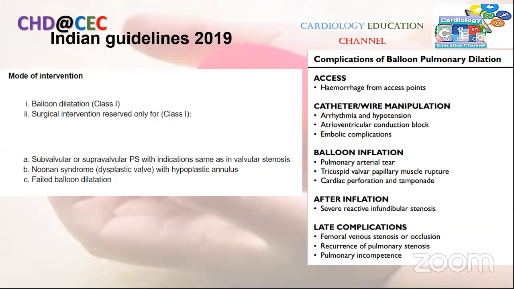Cardiac perforation and tamponade, if you go with a wire to a wrong place, or if you use an oversized balloon causing a tear or rupture in the RVOT or the pulmonary valve. After inflation, severe reactive infundibular stenosis, as Khalid mentioned, can progress over time to a suicidal RV. The late complications are femoral venous stenosis or occlusion, recurrence of pulmonary stenosis, and pulmonary incompetence.